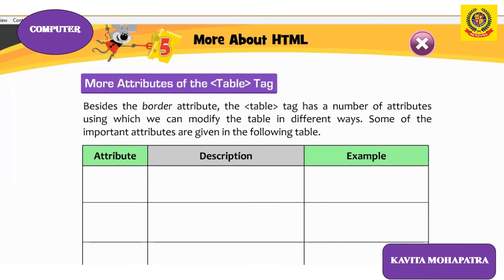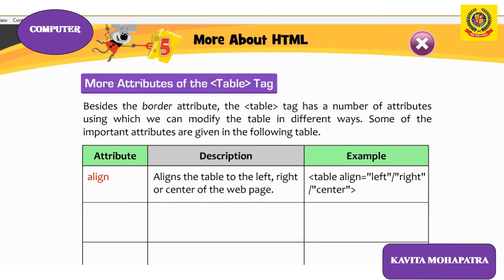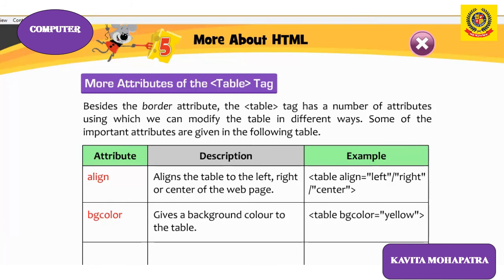Besides the border attribute, the table tag has a number of attributes using which we can modify the table in different ways. First one is align. Align aligns the table to the left, right, or center of the web page: table align equal to left, right, or center. BG color gives a background color to the table: table bgcolor equal to yellow. Border color adds color to the table's border: table border equal to 2, bordercolor equal to red.